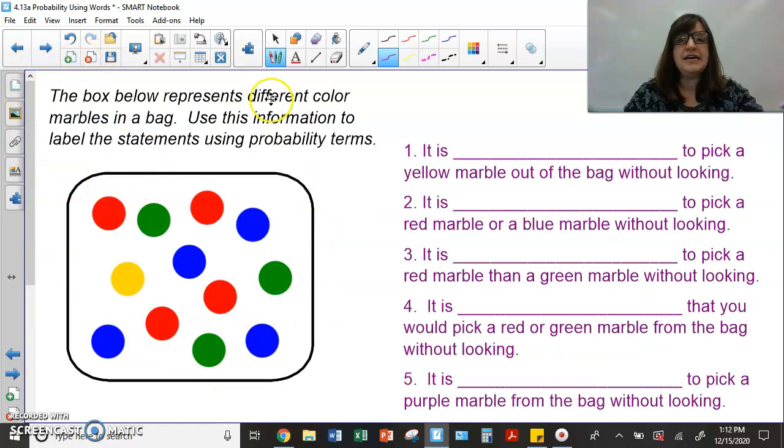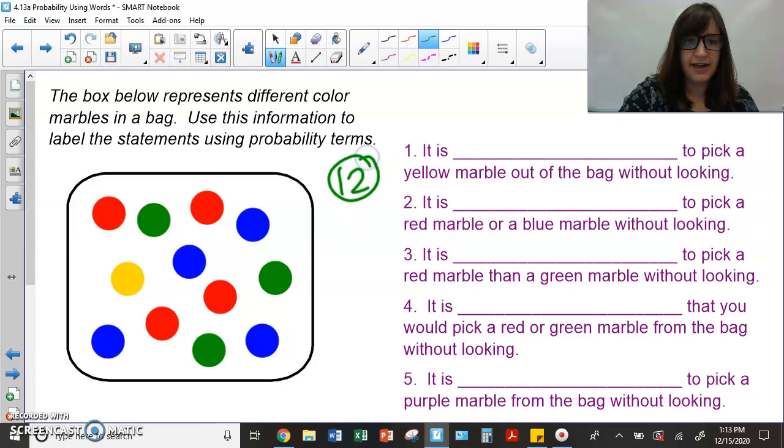All right, let's talk about this scenario. So this box represents different color marbles in a bag. Okay, so we're going to use this information to label the statements over here using probability terms. So instead of situations that happen in life, like we just did on this slide, we're going to use marbles. Well, let's count up our marbles first. I count 1, 2, 3, 4, 5, 6, 7, 8, 9, 10, 11, 12. So I know that I have 12 total marbles. Okay, let me write this in green. I have 12 total marbles. Okay, I have four red. I have three green.